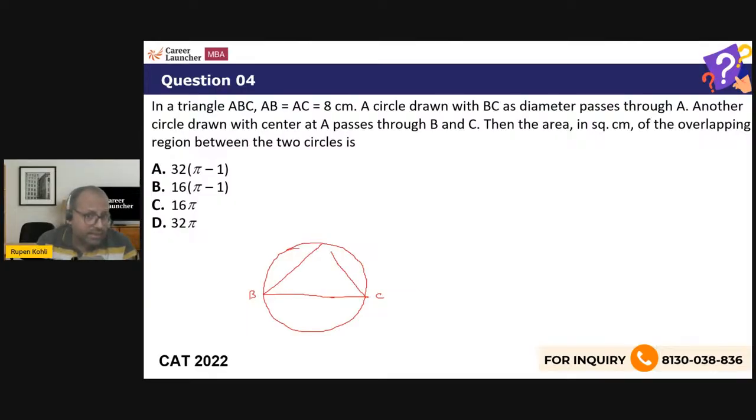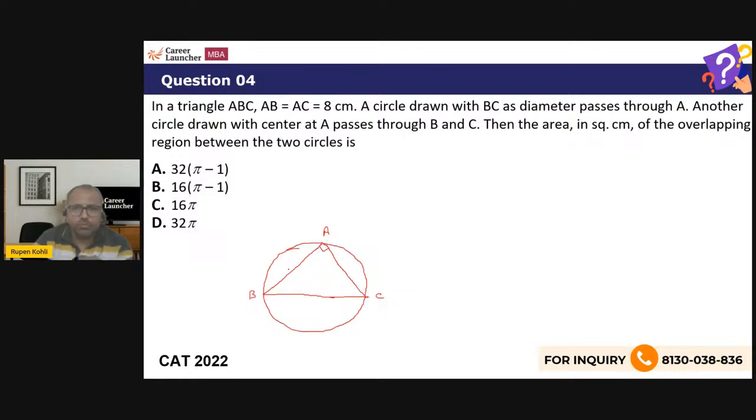Why? Because we know that the angle inscribed in a semicircle is always 90 degrees, and moreover it is a right angle isosceles triangle. So this angle A is 90 because of the semicircle, and these two are 45 each, and AB and AC are equal to 8.